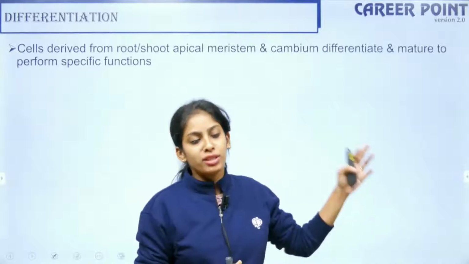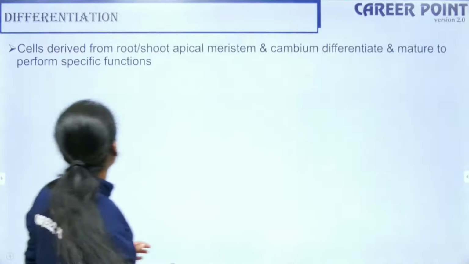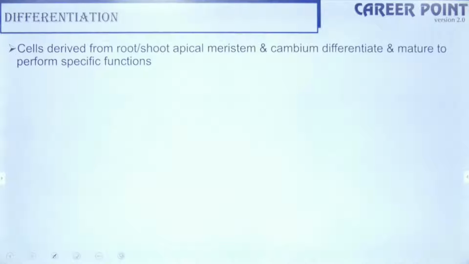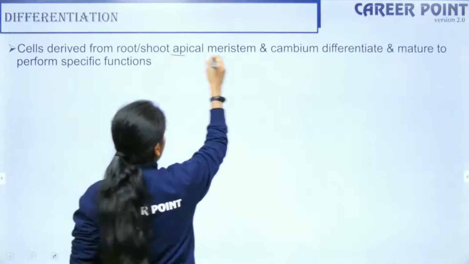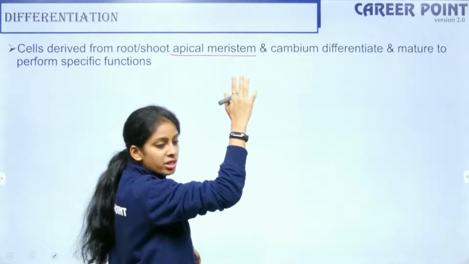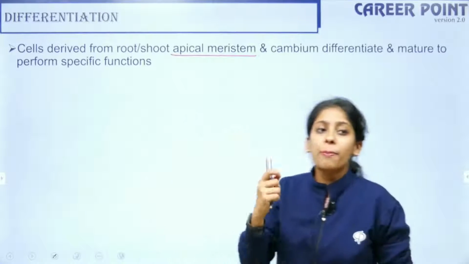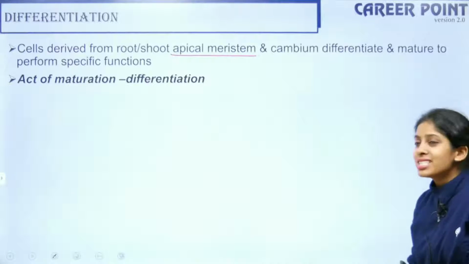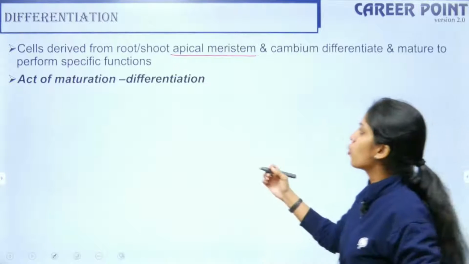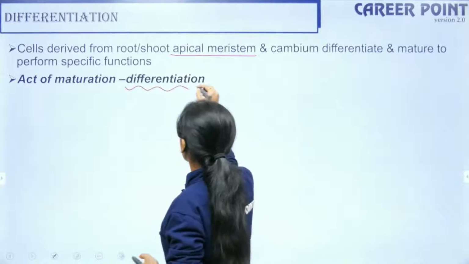So that is known as differentiation. Cells derived from root or shoot apical meristem and cambium differentiate and mature to perform a special function. So cells which are derived from apical meristem, which means after continuous division, become differentiated to take up a particular function. So this act of maturation is known as differentiation.